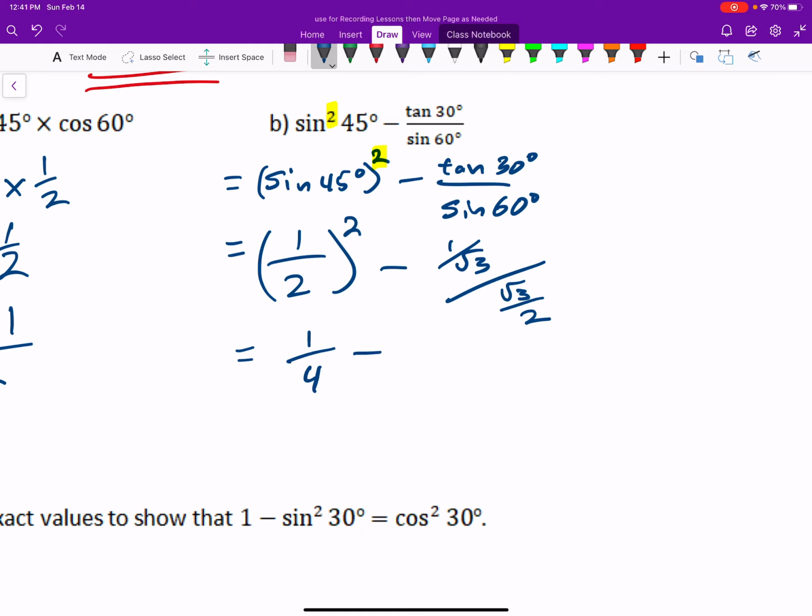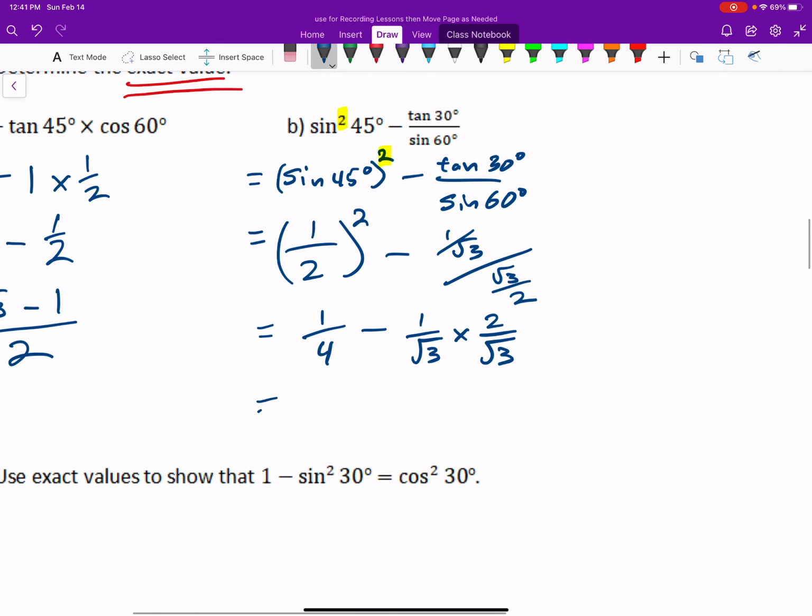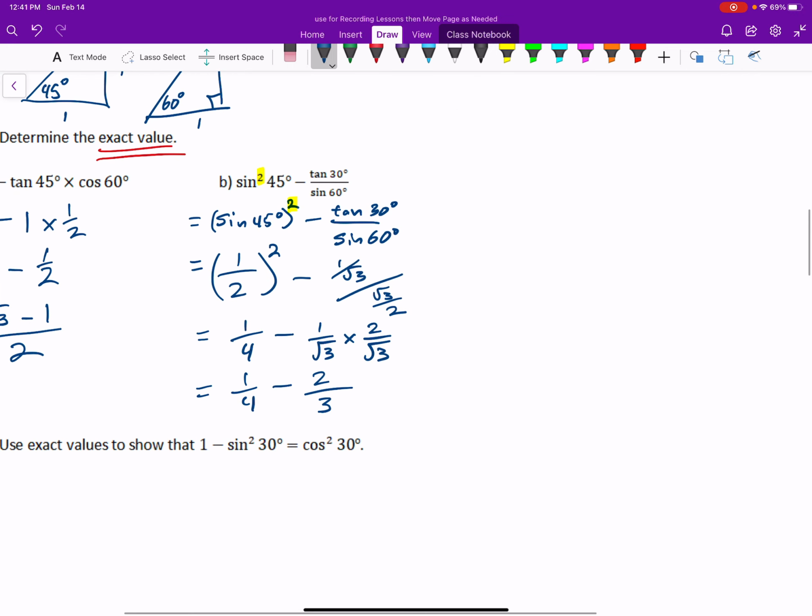And when I want to divide fractions, remember, even if it's just written like this, I can invert the one on the bottom. I'm dividing by root 3 over 2, so I can invert and multiply. So I can change this to 2 over root 3 and make it a multiplication. That means when I multiply, I'll get 1 times 2 as my numerator, and I'll get root 3 times root 3, which is root 9, or just 3 as my denominator.